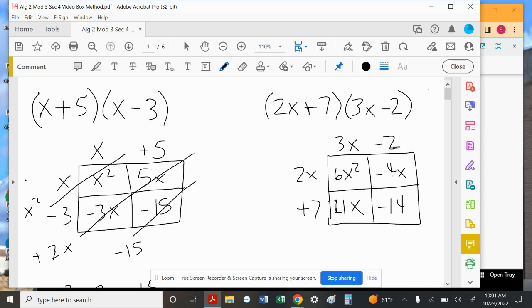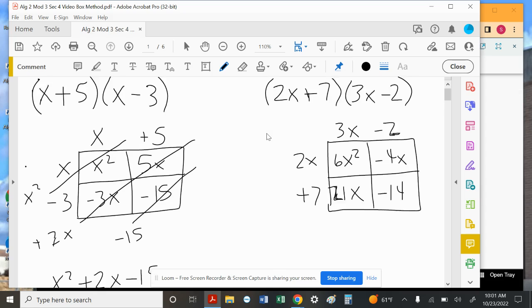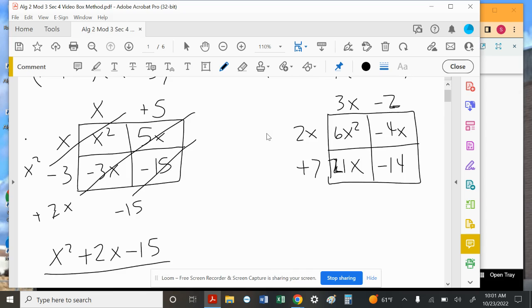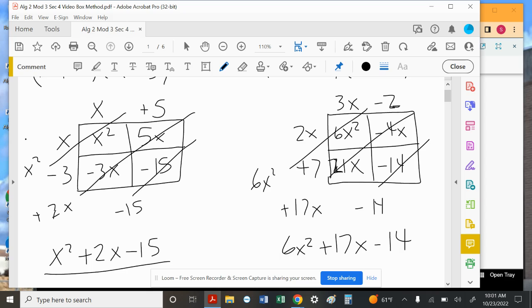So what's really important is when we're looking at these, what should happen is this should be your squared term. This should be your constant term. These should both be x's. When we're dealing with this, it's nice to have it set up this way. Right now, we're only dealing with something that's similar to the FOIL method. I'm just going to kind of go through one that isn't the FOIL method just to show you how to do that one as well. But we'll go through that next. So that's 6x squared. And then we have positive 17x. And then we have negative 14 there. So my answer would be 6x squared plus 17x minus 14.